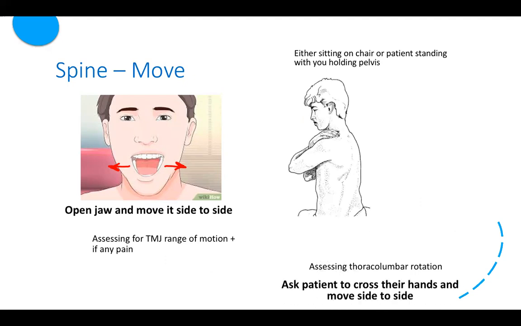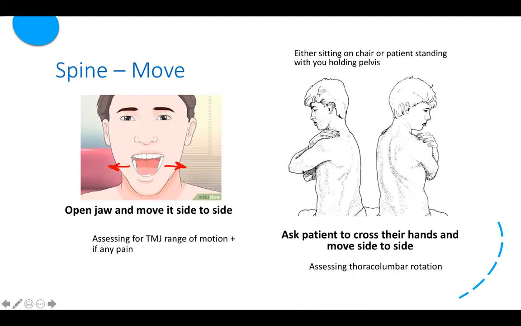And the next, you want to ask the patient to cross the hands and move side to side. For this movement, your patient can either be sitting on a chair or they can be standing, and you can stand behind them and just place your hands on their pelvis to keep it steady, and then ask them to move side to side. The reason for holding the pelvis or making them sit on a chair is just to make sure that when you're testing the movement, it's of the spine and not of the hips as well. So that's why you want to keep it steady. And with this movement, we're basically assessing thoracolumbar rotation.